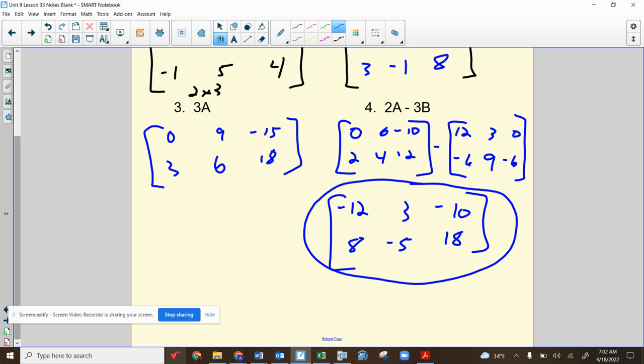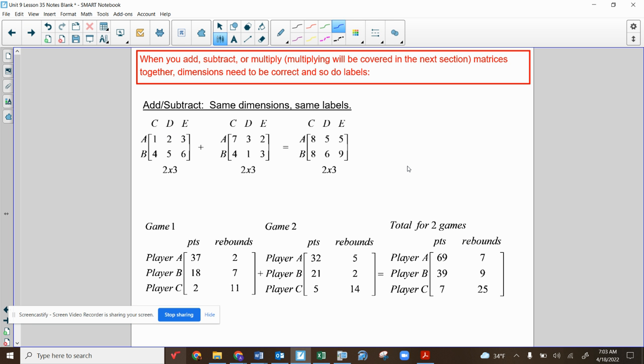Now, if you can do all of that in your head, that's great. I would highly recommend writing that in 2 steps so that you don't screw that up. Okay, then the last piece on this is that the dimensions need to match like they did here, but labels need to match as well.